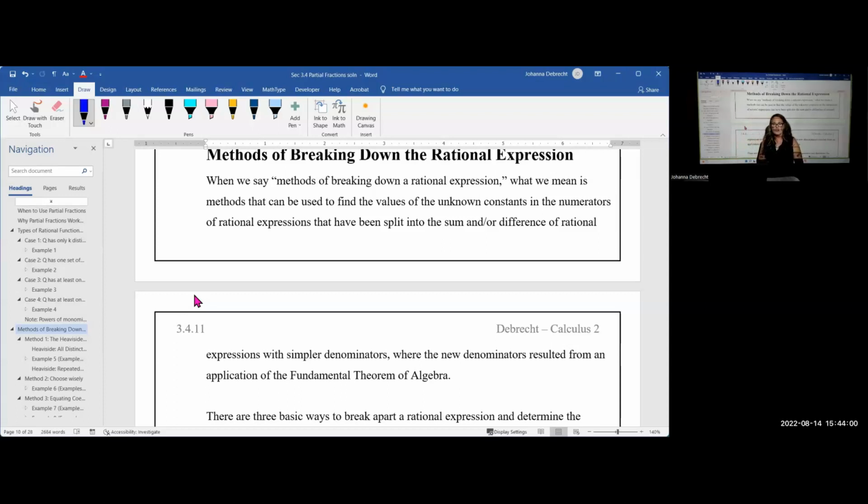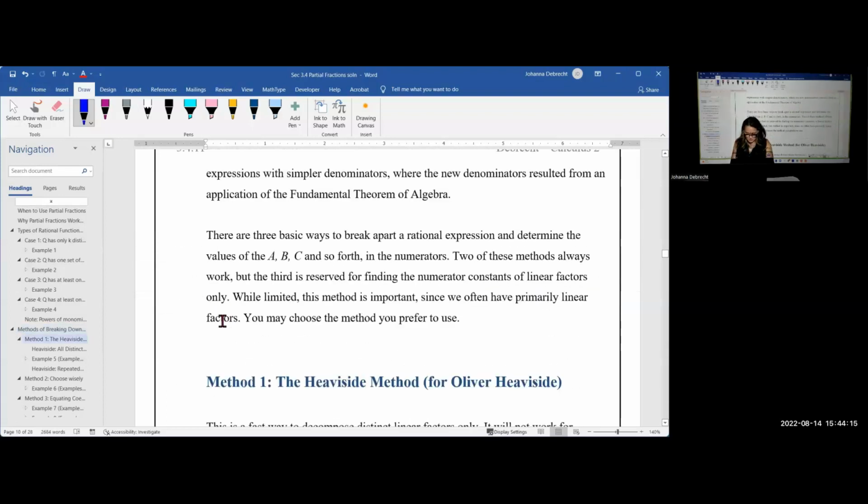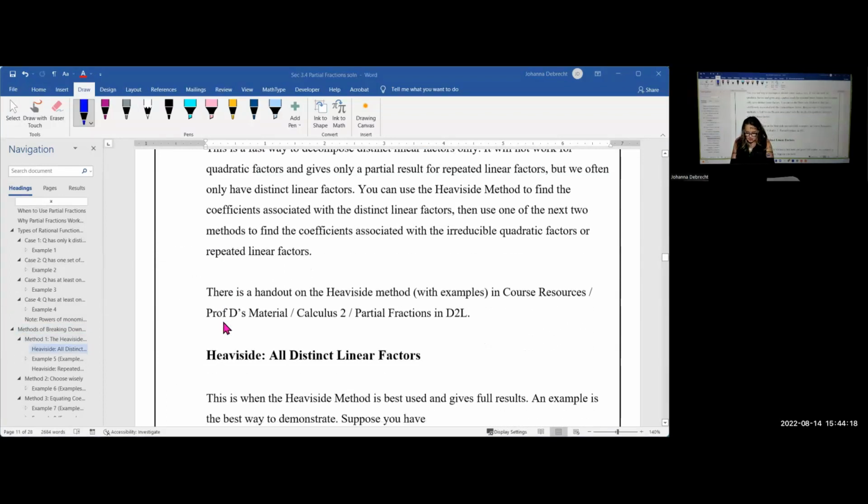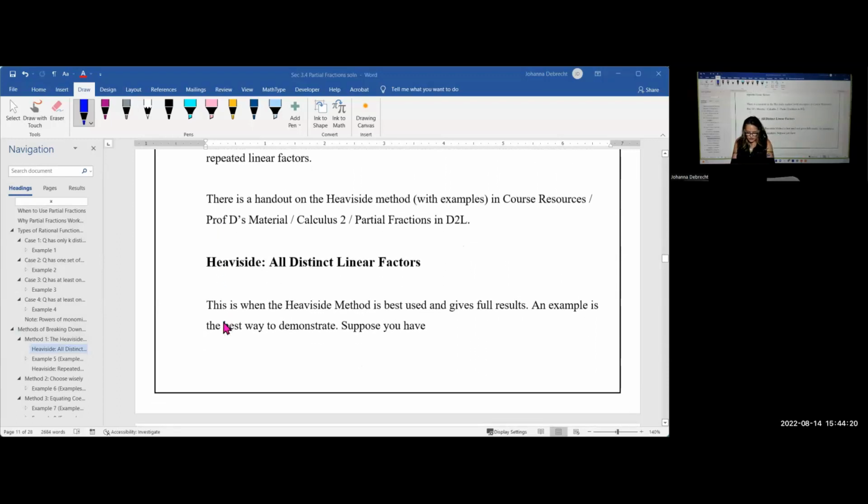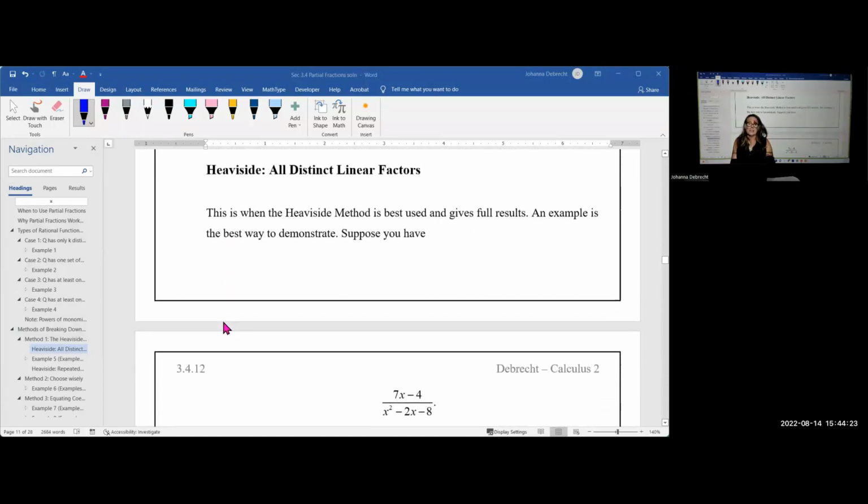Equating coefficients always works. Choose wisely always works. Heaviside does not always work. However, Heaviside is probably the fastest and easiest, and it does work on linear factors. So we're going to start with the Heaviside method. This is not going to work for quadratic factors, and it only works on repeated linear factors for the highest one, not for the lower powers of the repeated ones. So we're going to start with all distinct linear factors and talk about how that works.